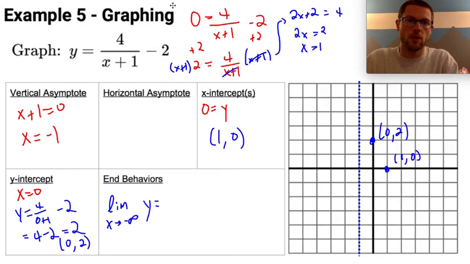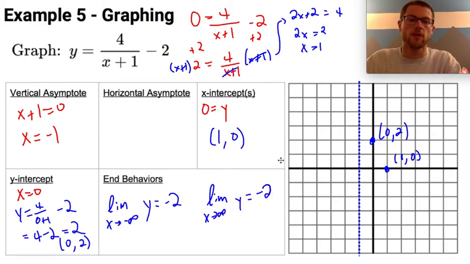My y values are approaching negative 2. Before, if I covered up this minus 2 and you imagine it wasn't there, my y values get closer to 0 as this fraction gets really, really small. But I'm subtracting 2 from all of that, so I'm approaching that negative 2 instead. And the same thing is true with the limit in the positive direction. The limit as x approaches infinity of y is going to be negative 2.